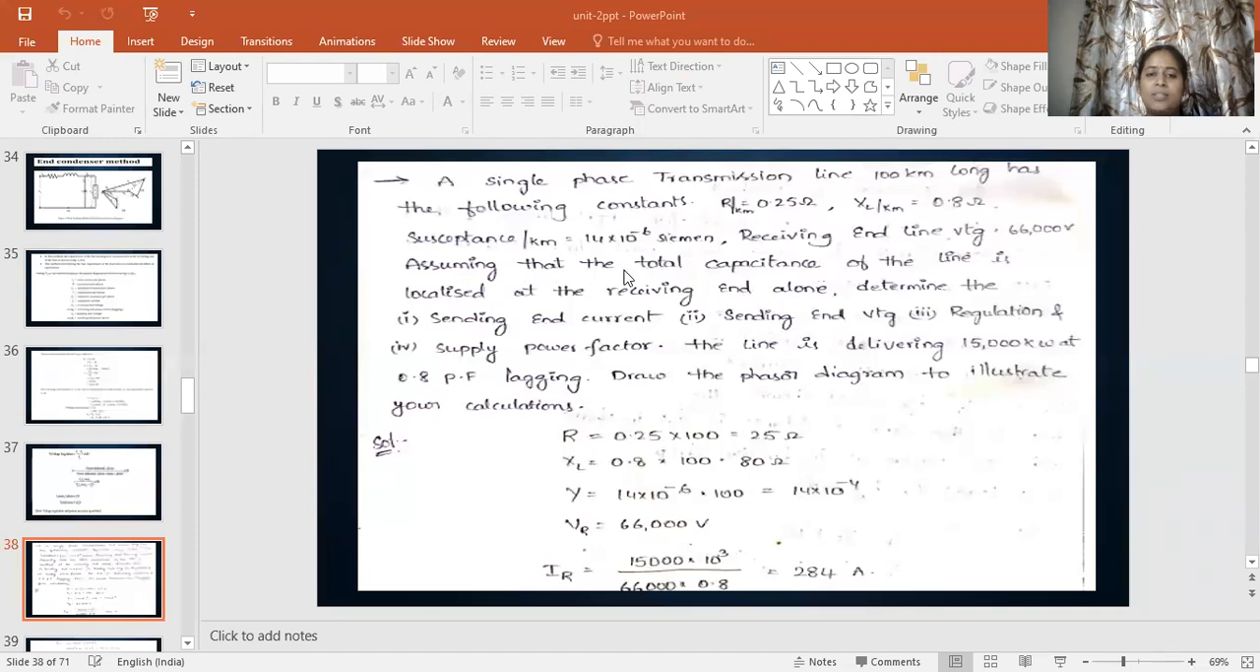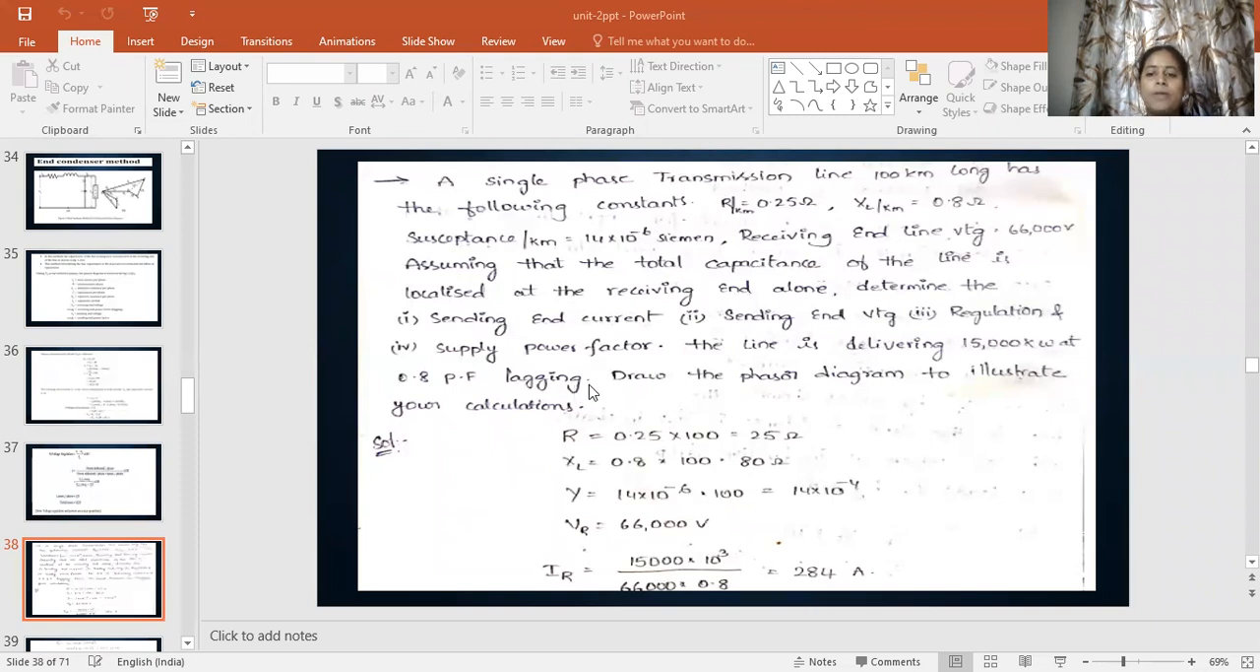Assuming that the total capacitance of the line is localized at the receiving end alone, determine the sending end current, sending end voltage, and regulation and supply power factor. The line is delivering 15,000 kilowatts at 0.8 power factor lagging. Draw the phasor diagram and illustrate your calculations.